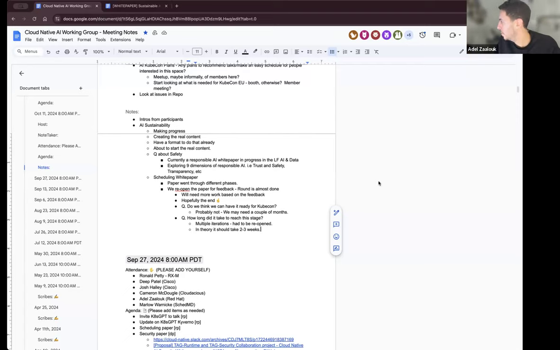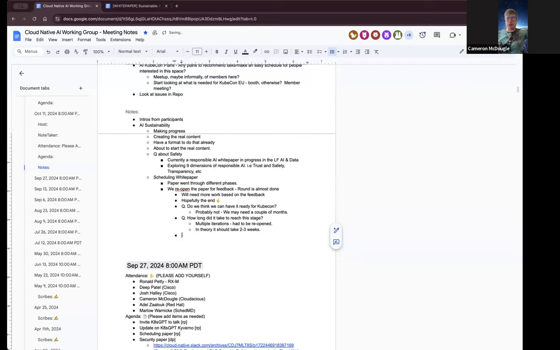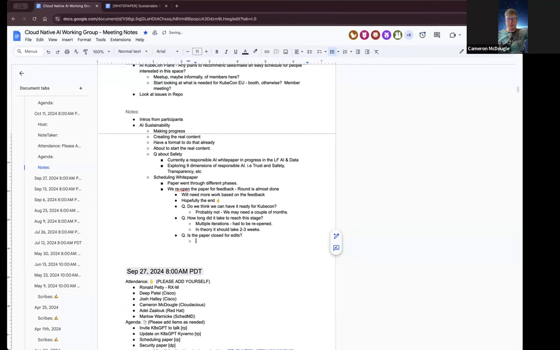Someone has their hand up. Cameron? Yeah. So is the paper closed right now for edits? Two weeks ago, right after our last meeting, I went through and added some thoughts and put some notes in there for things people had identified that needed to be added. I also saw a few things I wanted to add, but I haven't had a chance to go back. I would love to go back and do that. Awesome. Please do it.